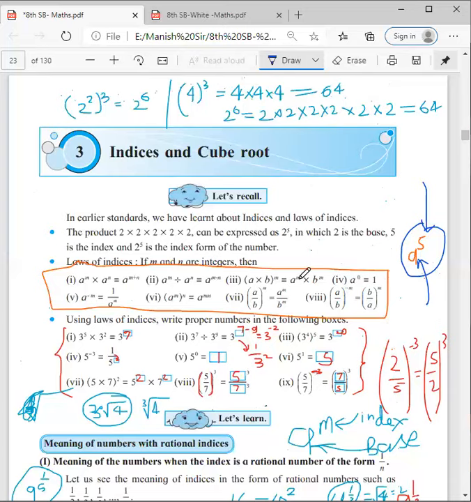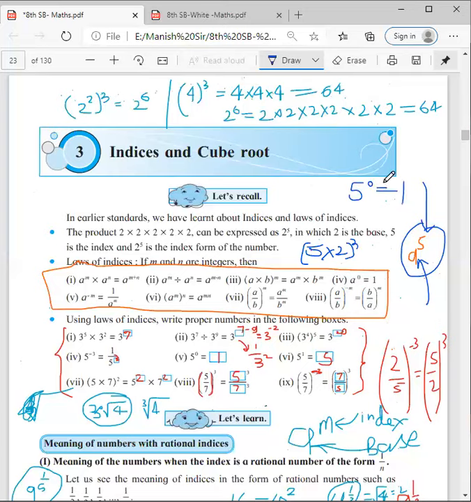Next, let's say we have 5 into 2, the whole raised to 3. We can separate the powers and write 5 raised to 3 into 2 raised to 3, and you will get the same answer. When we take a raised to 0, not only a, I can take any number, if I write that number raised to 0, that becomes 1.